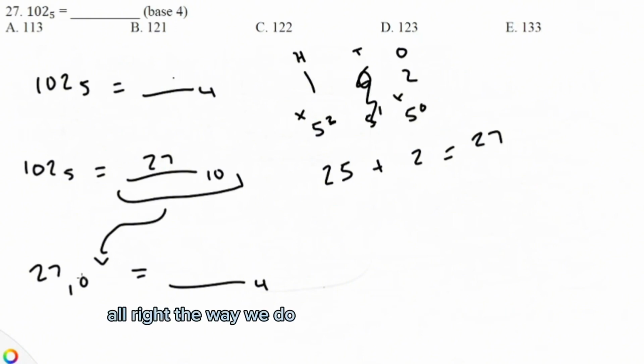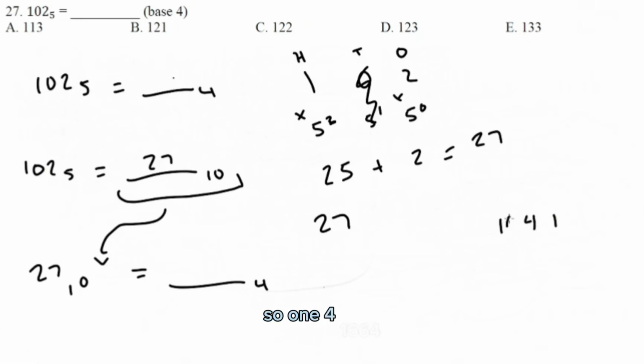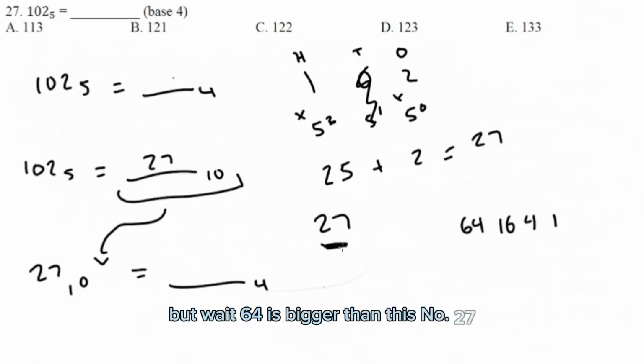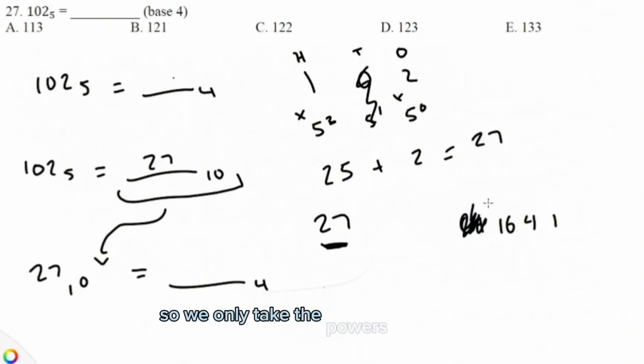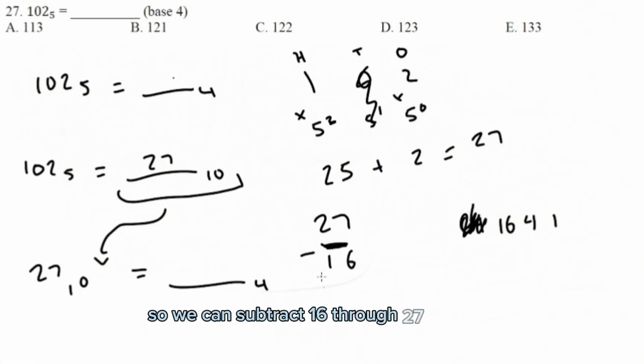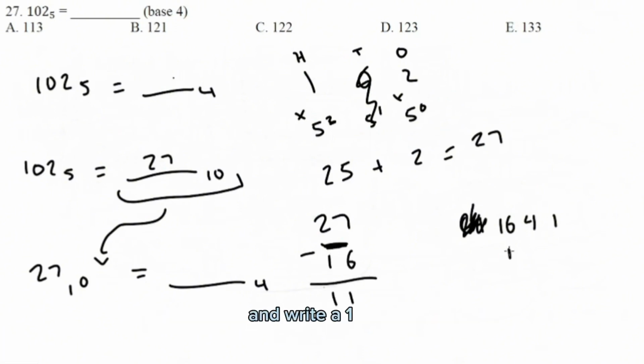Alright, the way we do that is we first write our number, 27, and then we list our powers of 4. So 1, 4, 16, 64. But wait, 64 is bigger than 27, so we don't need it. So we only take the powers of 4 that are smaller than our base 10 number. Now let's start with 16. We want to see how many times 16 goes into 27. 16 only goes in once because 16 times 1 is 16. So we can subtract 16 from 27 to get 11 and write a 1 here.